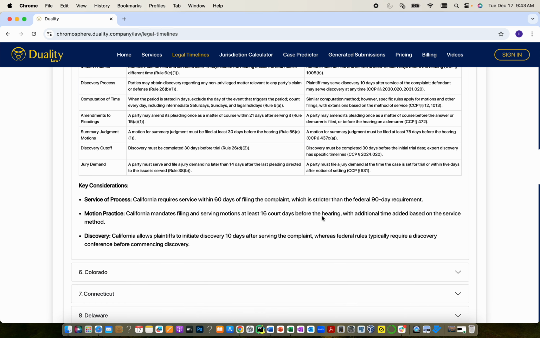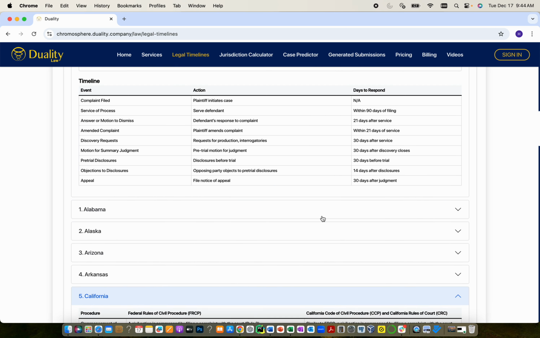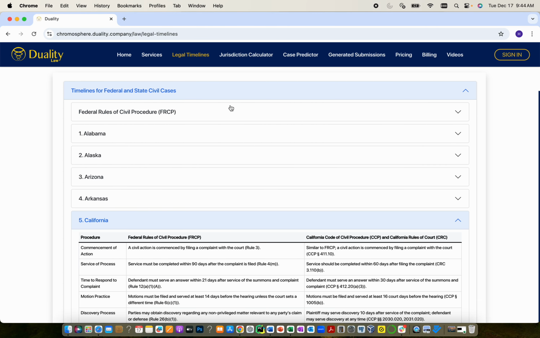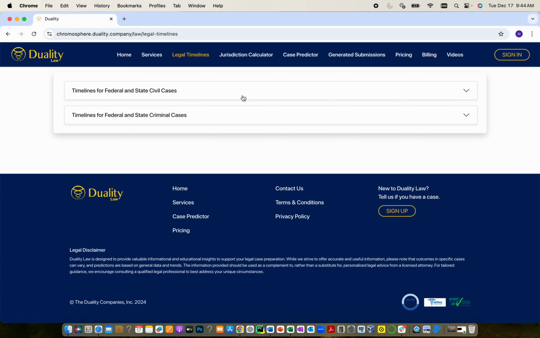And again, this should be helpful for all types of users who are curious about the legal process and want to make sure that they don't miss any deadlines.